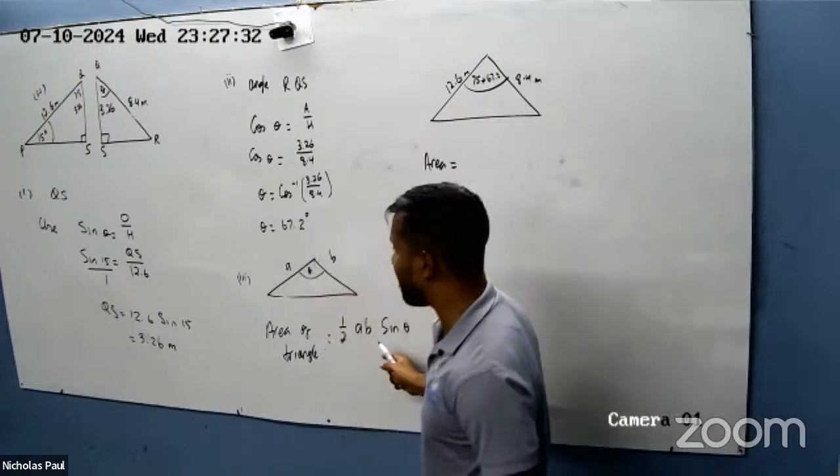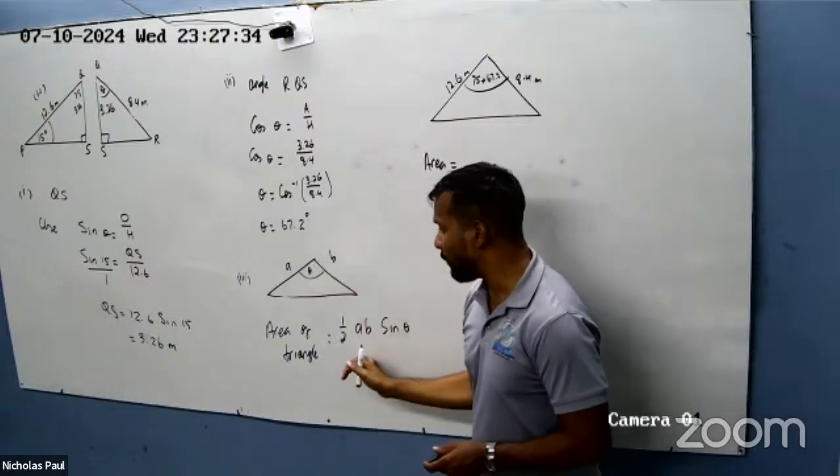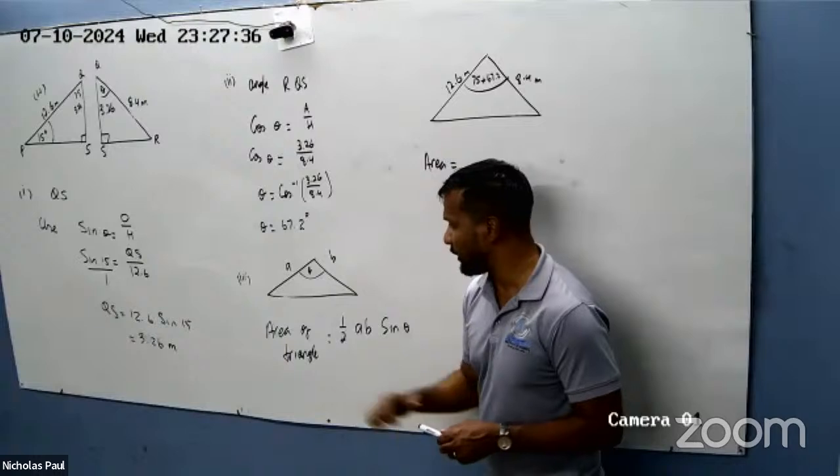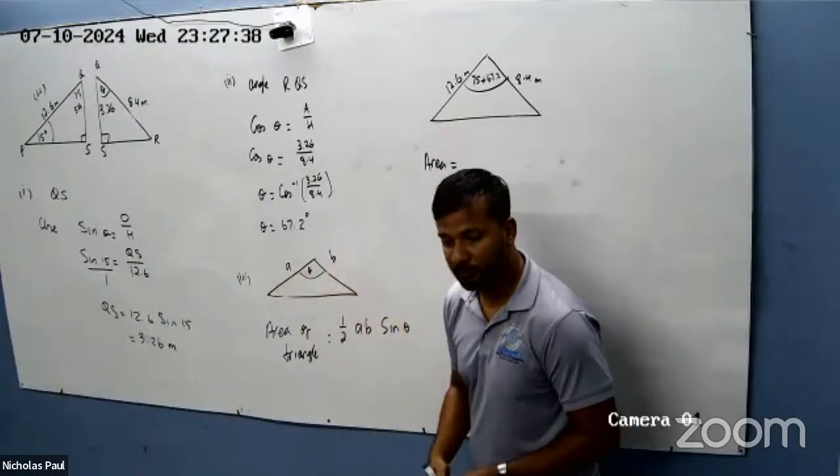This might be slightly new, but this is the formula that we're going to use to find the area of a triangle: half ab times sin theta.